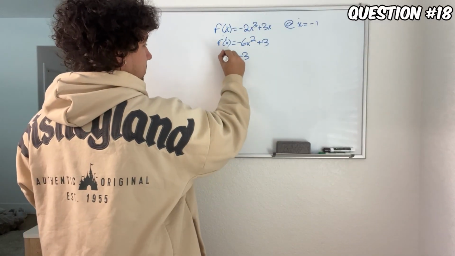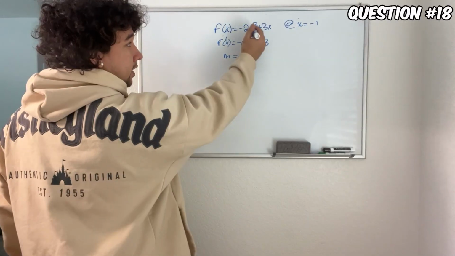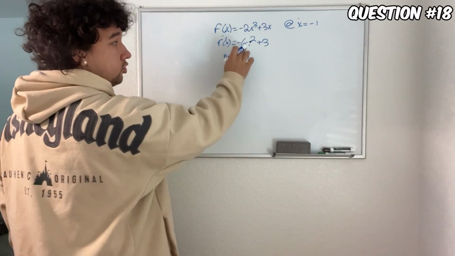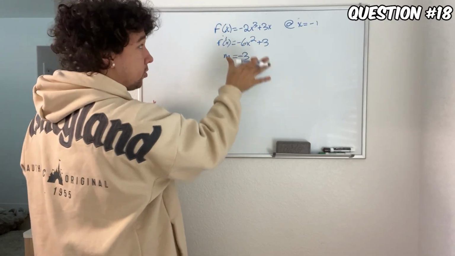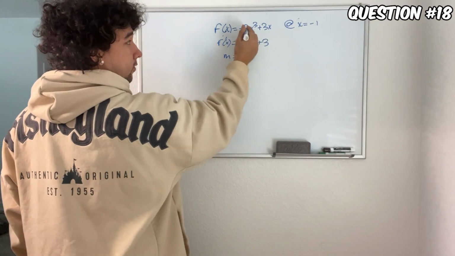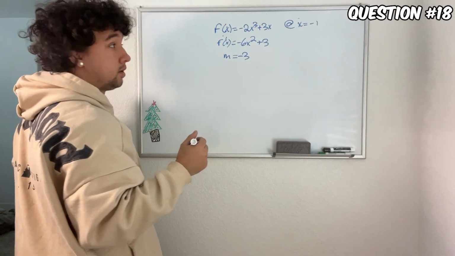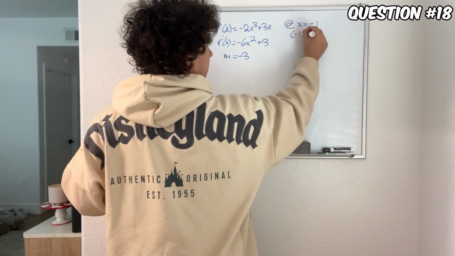Now, if my slope is -3, I need a point. Right now I have an x value. I don't have a y value. That's why I'm going to plug it back into the original equation to find my point. Do not plug it in here, because we just did. Remember, derivative finds slope, function finds point. So -1 cubed is -1 times -2 is 2. 3 times -1 is -3. 2 plus -3 is -1. So I'm going to have -1 comma -1.